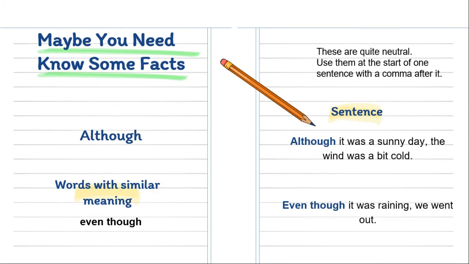Now we can also use even though. So although and even though can be used. Even though it was raining, we went out. So do you get the point? We can put it in the beginning of the sentence and put a comma after the phrase.